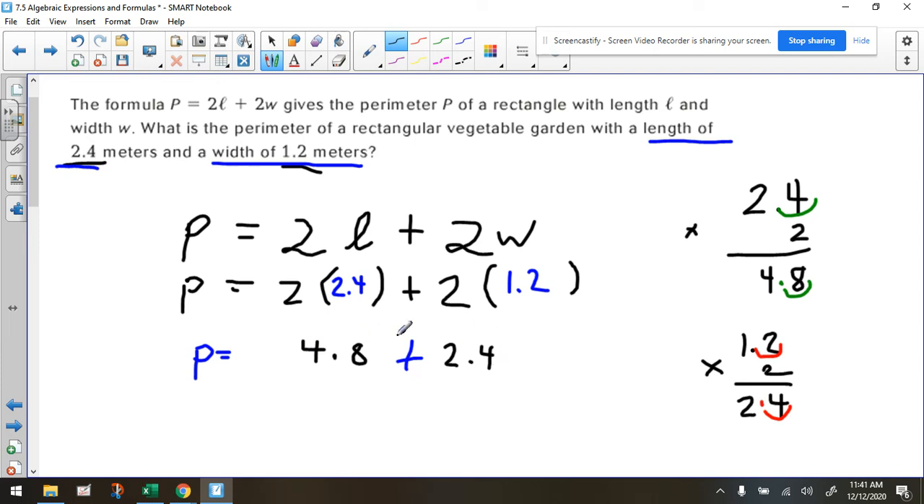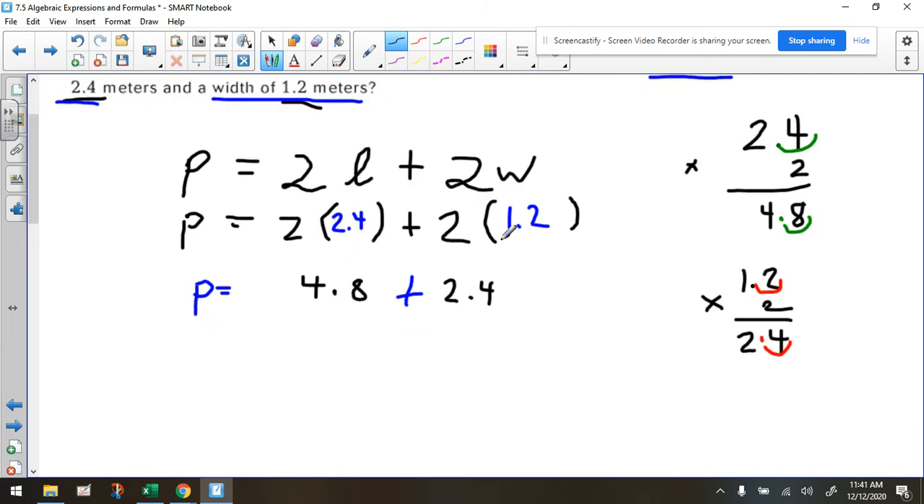All right, so we have to add these two things now. We have to add 4 8/10 and 2 4/10. Since I already have that written there, I'm just going to write the 4 8/10 under here. And we're going to add these two things together. So again, we're adding this number and this number together.